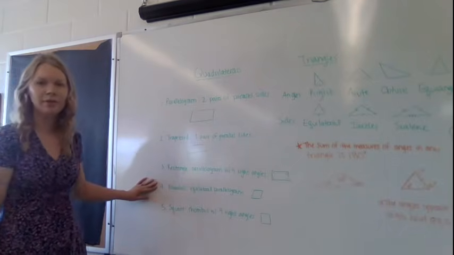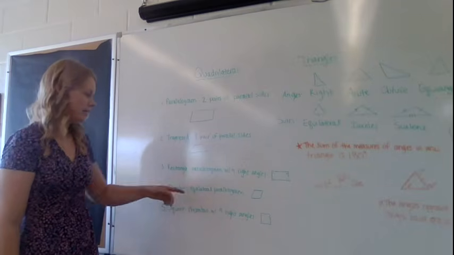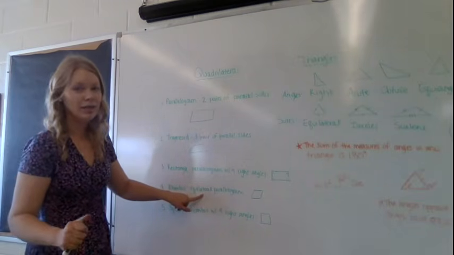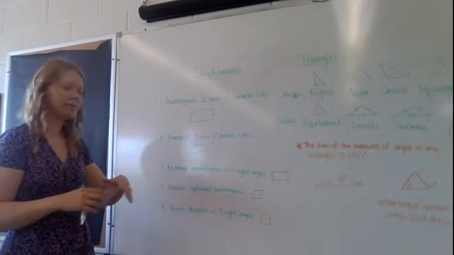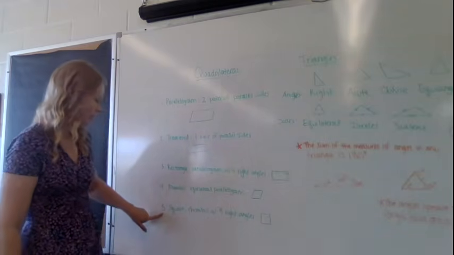Next up, we have a rhombus. A rhombus is also a type of parallelogram, and its bonus feature is that it is equilateral. Okay, so again, all of these sides are equal to one another. Okay. Lastly, we have a square.